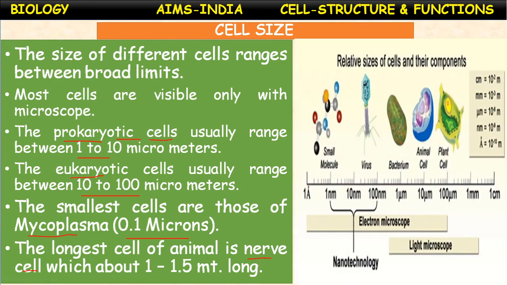So here are the relative sizes of the cells, a scale is given here, cells and their components. Using the electron microscope and nanotechnology, the size of the cell is measured, and when it is observed under the light microscope, the ranges are given here. Different organisms like small molecules, atoms combined to form molecules, are measured in angstroms. 1 angstrom is equal to 10 to the power of minus 10 meters. 1 centimeter is equal to 10 to the power of minus 2 meters. 1 millimeter is equal to 10 to the power of minus 3 meters. 1 micrometer is equal to 10 to the power of minus 4 meters. 1 nanometer is equal to 10 to the power of minus 8 meters.